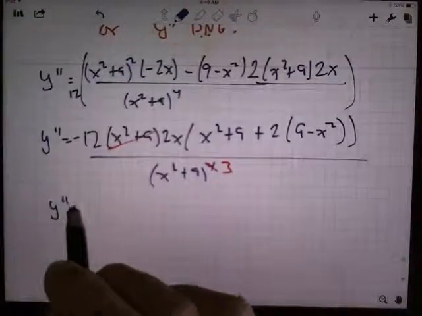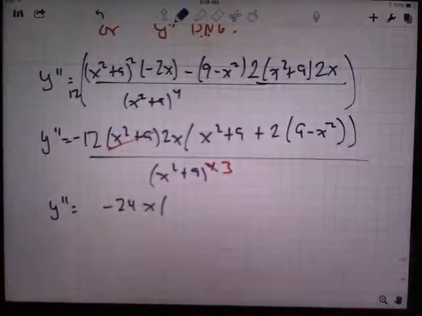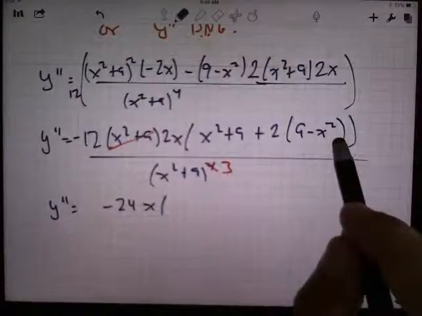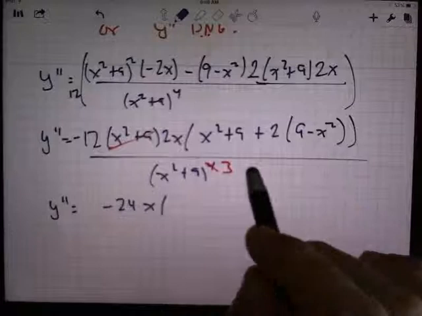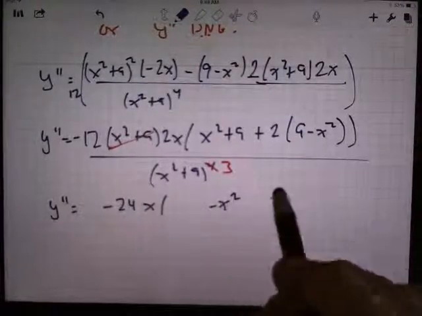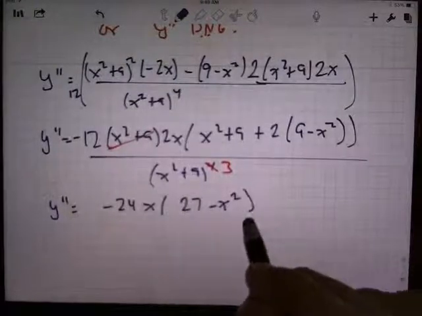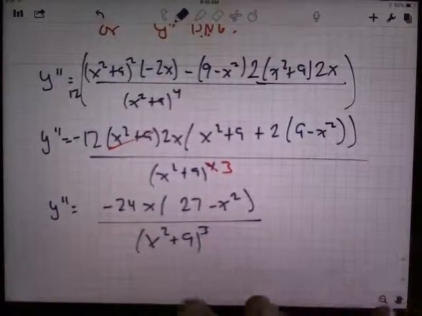So I've got y double prime equals negative 24x times, let's get some like terms here. I've got an x squared and a minus 2x squared. That's going to be a minus x squared. And I've got a 9 plus 18, which is 27, all over x squared plus 9 cubed.